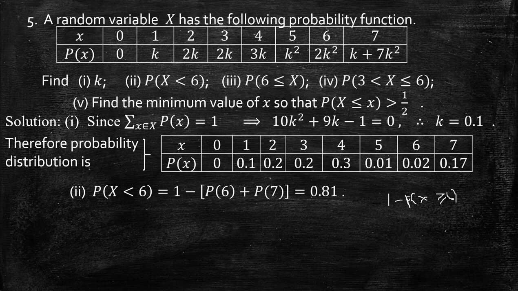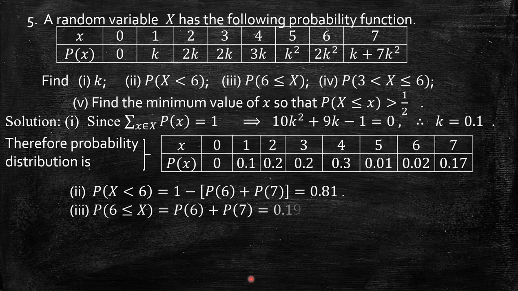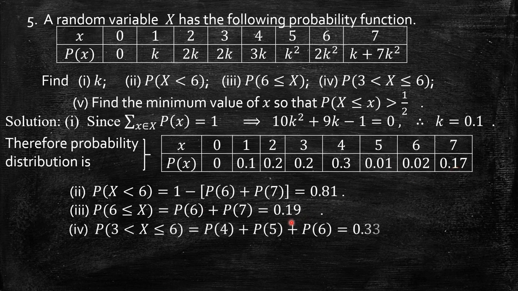So that means 1 minus the probability of 6 and 7. We have to just take these two values. The complement of this is the probability of x less than 6, which gives 0.81. Now the next problem is the probability of 6 less than or equal to x. So that means the probability of x greater than or equal to 6. The probabilities of 6 and 7 we have to add: 0.02 plus 0.17, 0.19. The fourth problem is the probability between 3 and 6, excluding 3 but including 6. So 4, 5, 6. Add these three numbers, so it is 0.33.